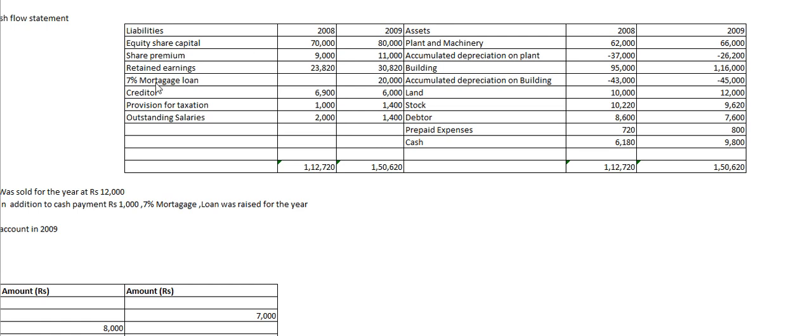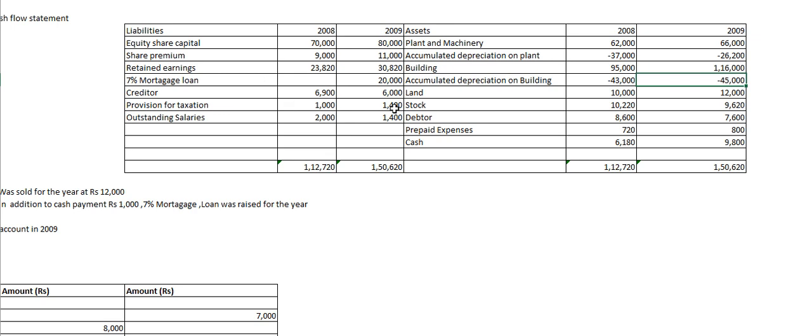So next we have a mortgage loan. Mortgage loan has increased from zero balance to 20,000, which means to say a mortgage loan has been raised by the company. Since there is an inflow of cash, you will add it in your financing activity. Creditor is basically a current liability. So when a current liability decreases, you will minus it. If you see 6,900 last year, the current year it is 6,000, so it has decreased, so you will minus it.